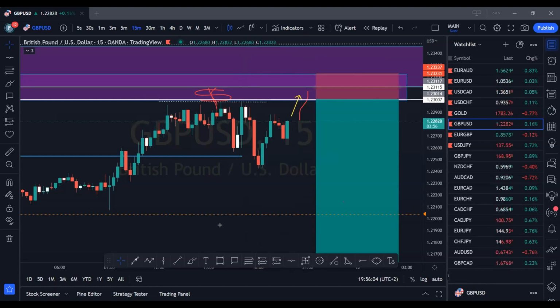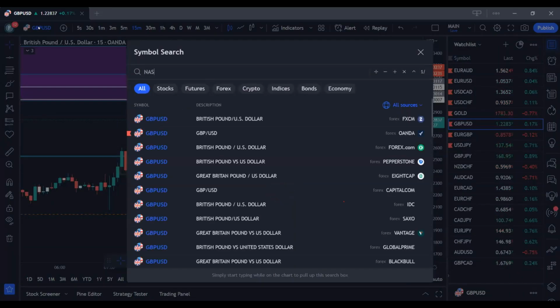Which other pair should we check out real quick, guys? All right, which other pair should we check out? So we have possibly the next 10 to 15 minutes left for this session. Okay, so Euro USD should be similar to GBP USD. So the same analysis there. So let's check out NAS 100 real quick.